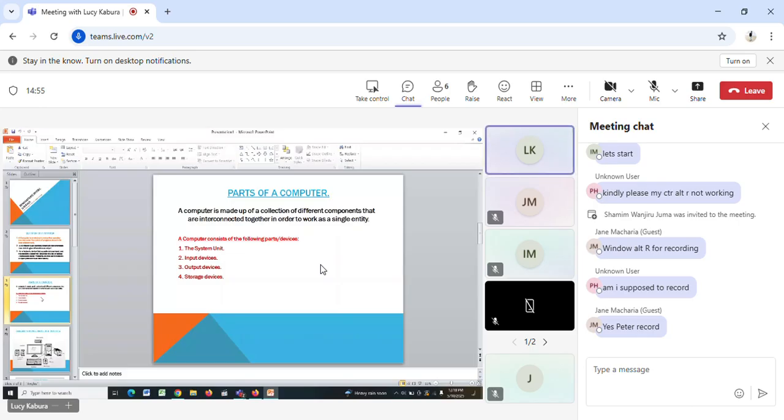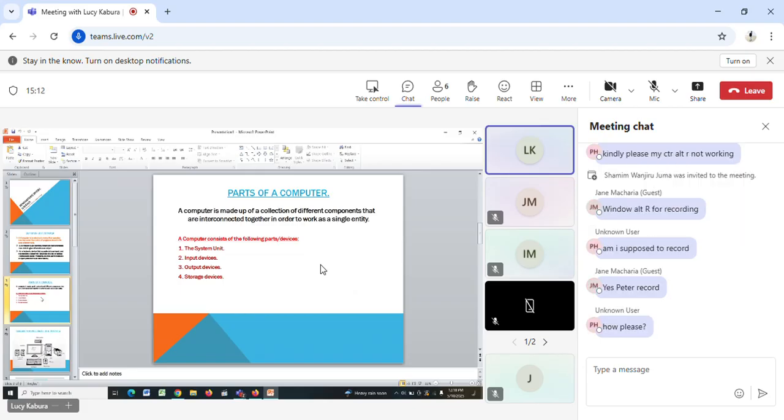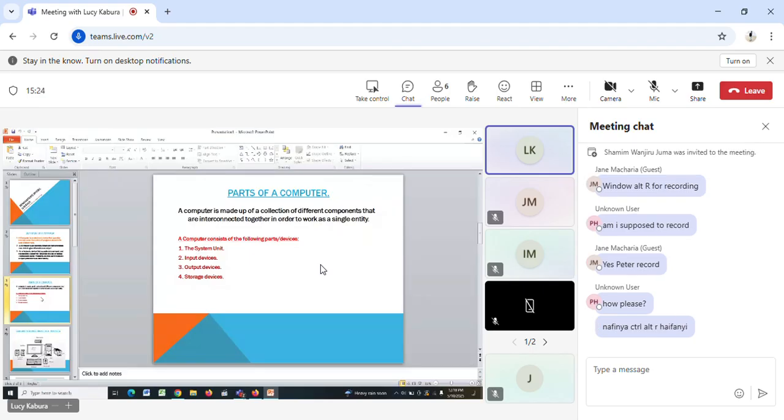Let's look at the parts of the computer. A computer is made up of a collection of different components that are interconnected together in order to work as a single entity. A computer is categorized into different parts. We have the first one, the system unit, the input devices, the output devices, and the storage devices. We shall look at each part separately.